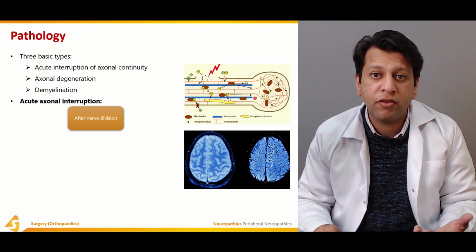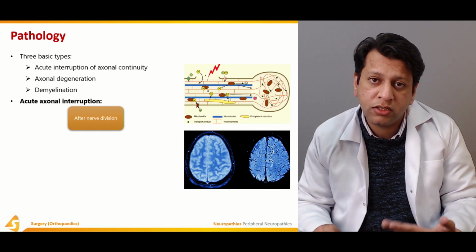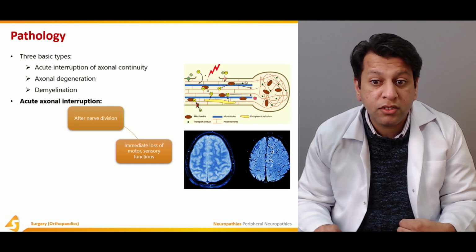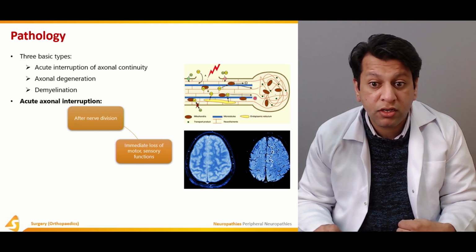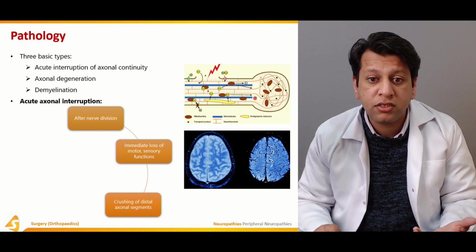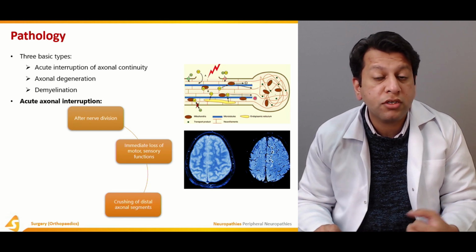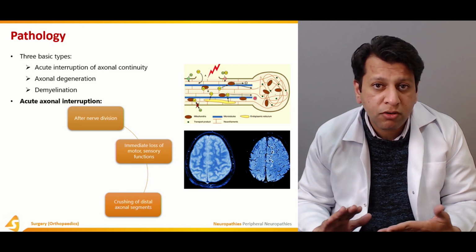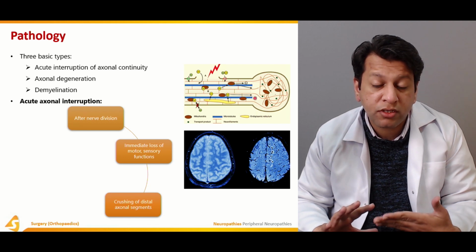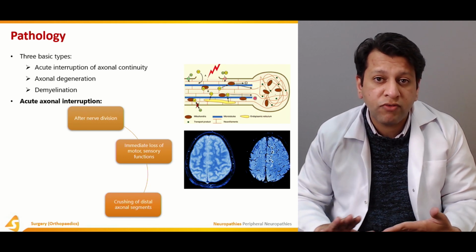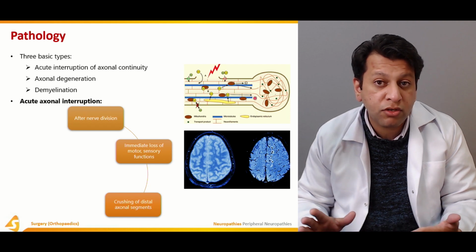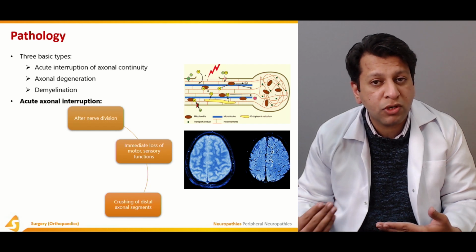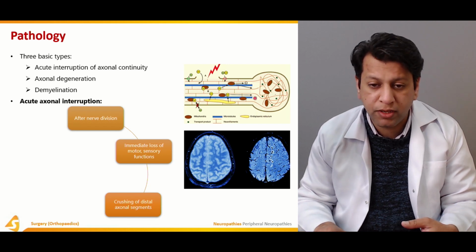Now coming to what is acute axonal interruption. This is classical after nerve division. For example, if there's an iatrogenic injury or a classical laceration resulting in cutting of the nerve, this results in immediate loss of motor and sensory functions. Usually the next thing is axonal degeneration, which could be due to crushing of the distal axonal segment, especially in case of a massive trauma, which may not only cause a classical compression and shear injury of the soft tissues, but may also cause compression and shear injury of the nerves, resulting in a loss of all the functions of the nerve, which include the motor, sensory, and autonomic.